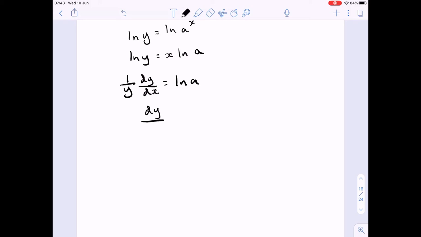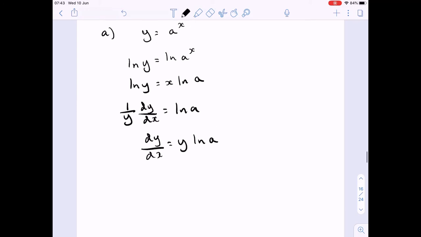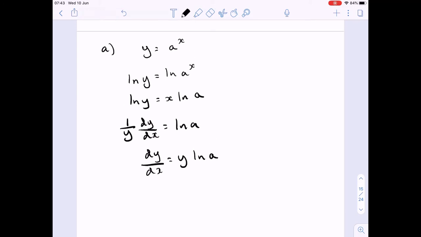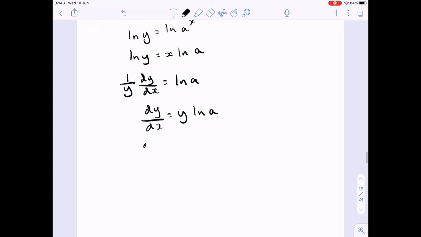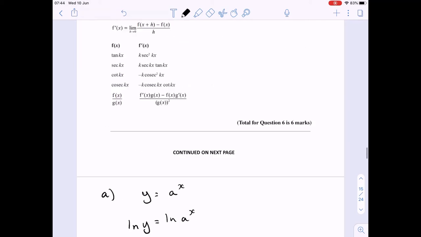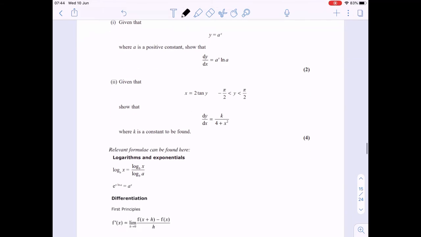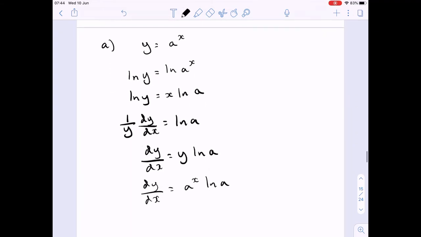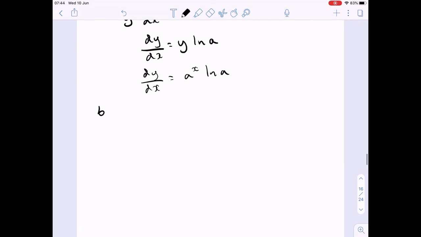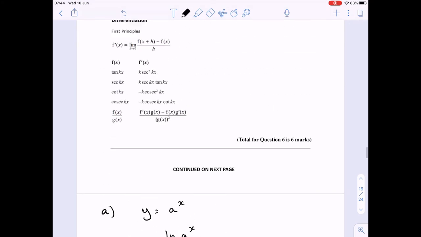And multiplying both sides through by y now, times ln a. And what was y at the beginning? Well, y was a to the x, so dy by dx equals a to the x ln a, which is what we needed to show. Okay, happy with that. 2 marks, it's a show that question. I've got more than 4 there, so I'm happy with that. Let's have a look at B.